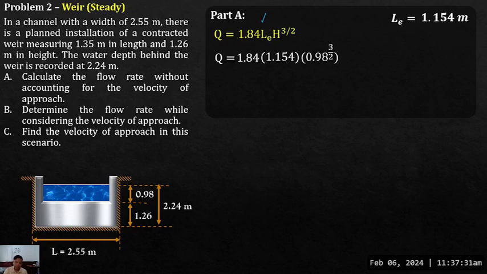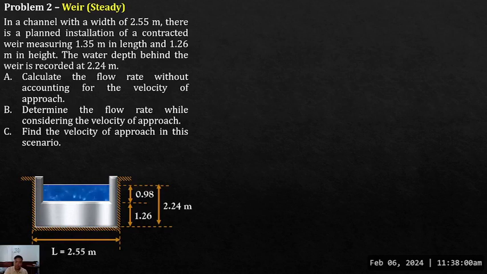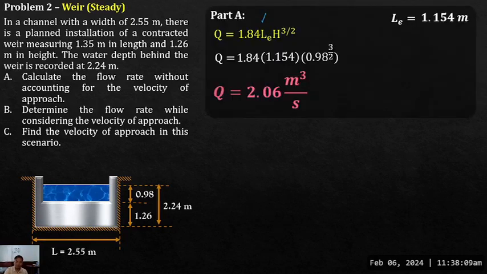Okay? So, again, for letter A, ang tinatanong dito, flow rate without accounting for the velocity of approach. So, ito po yung formula if we do not account for the velocity of approach: 1.84 L H to the 3/2. Sige, so ano po yung Q natin? Q is 2.06, diba? Cubic meter per second. So that is for part A.